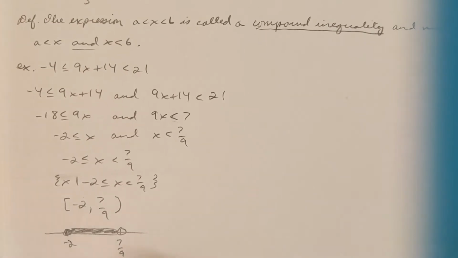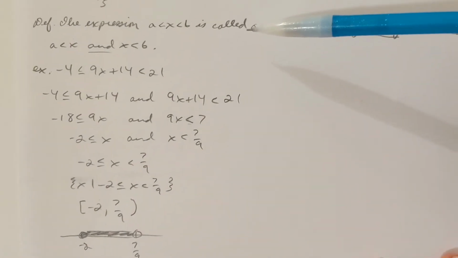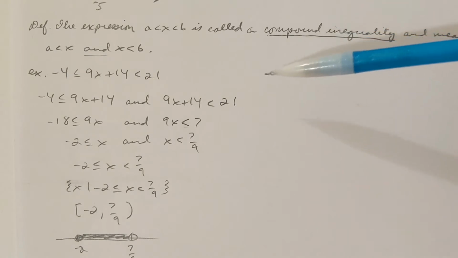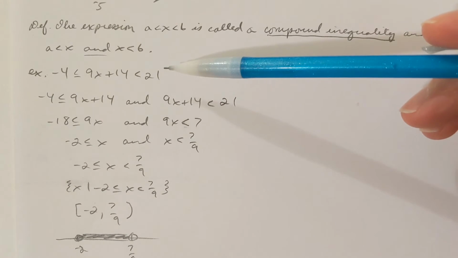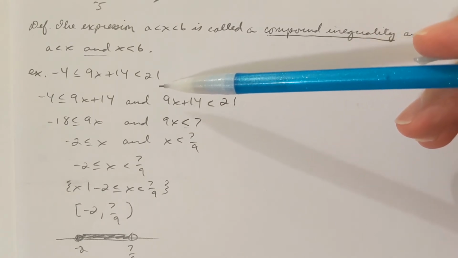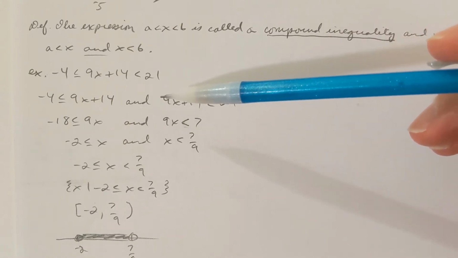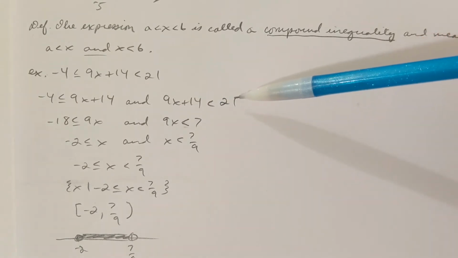Okay, the expression a less than x less than b is called a compound inequality, and it means a is less than x and x is less than b. So for example, suppose that -4 is less than or equal to 9x plus 14, which is less than 21. If I split the compound inequality, -4 is less than or equal to 9x plus 14, and 9x plus 14 is less than 21.